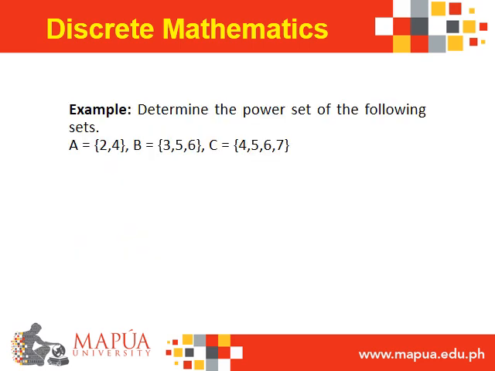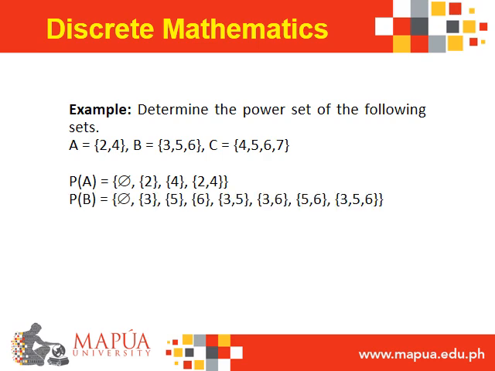On this next example, let's try to determine the power set of the following sets. For the power set of set A, this now involves the null set, a set containing 2 only, a set containing 4 only, and a set containing 2 and 4. For the power set of set B this time, it contains the null set, a set containing only 3, a set containing only 5, a set containing only 6, a set containing 3 and 5, a set containing 3 and 6, a set containing 5 and 6, and finally a set containing 3, 5, and 6.